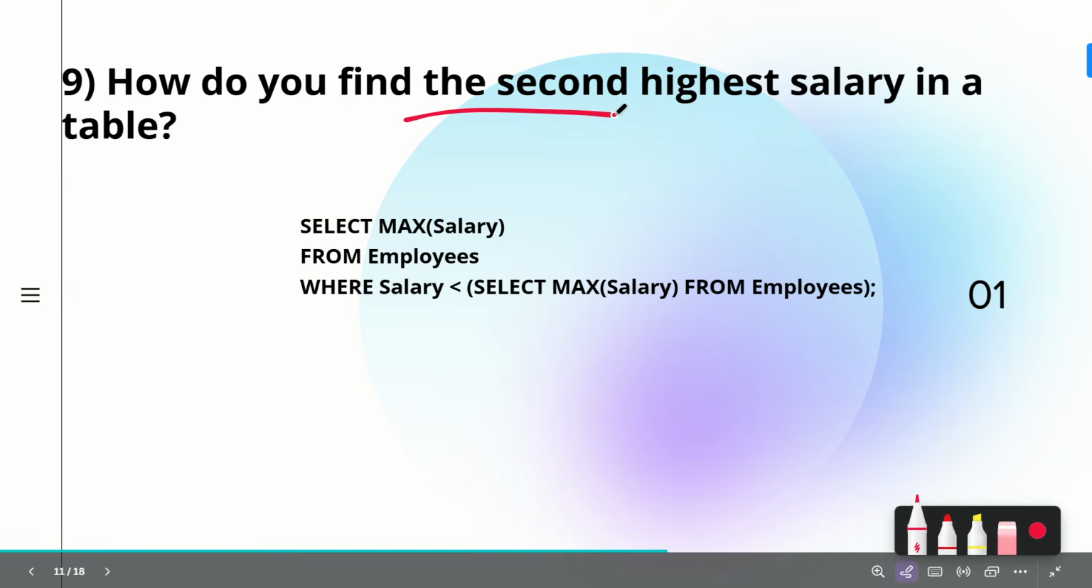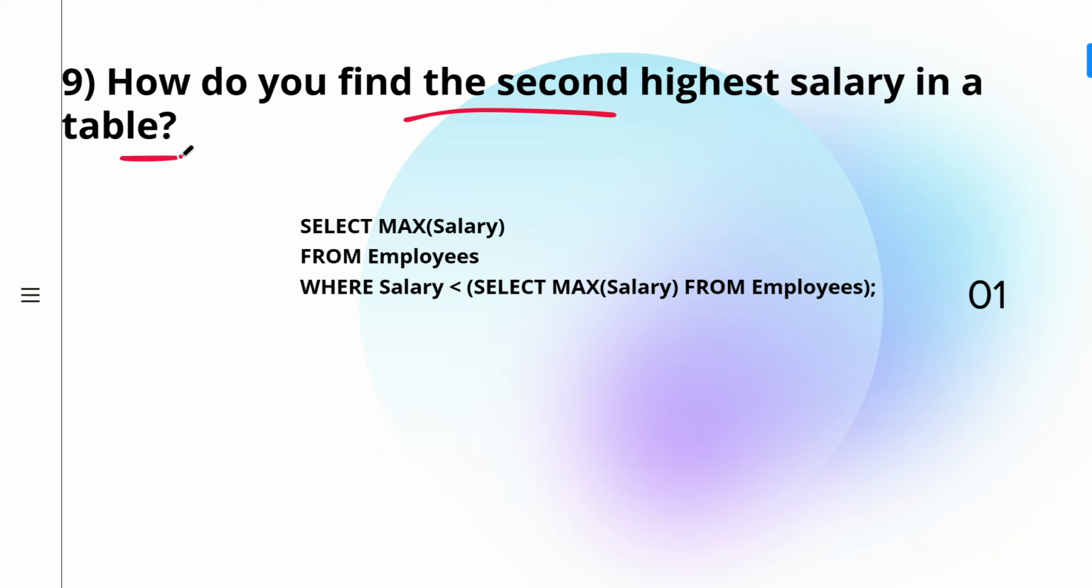We will see our ninth question. How do you find the second highest salary in a table? This is the simplest query you can use to find the second highest salary in the table. First, you have to get the maximum salary from the employees table. This is a simple example where we are just writing select max salary from employee. This will give you the salary which is the highest.